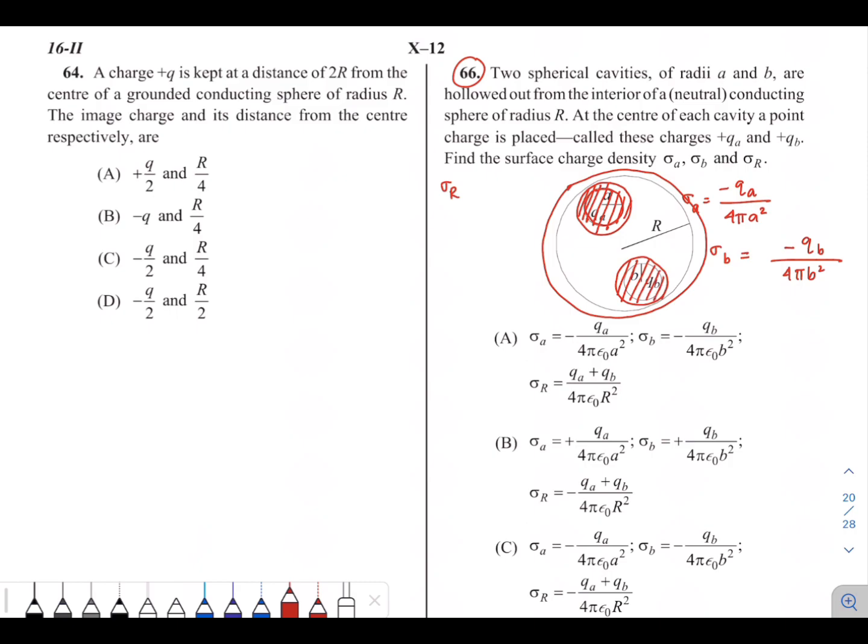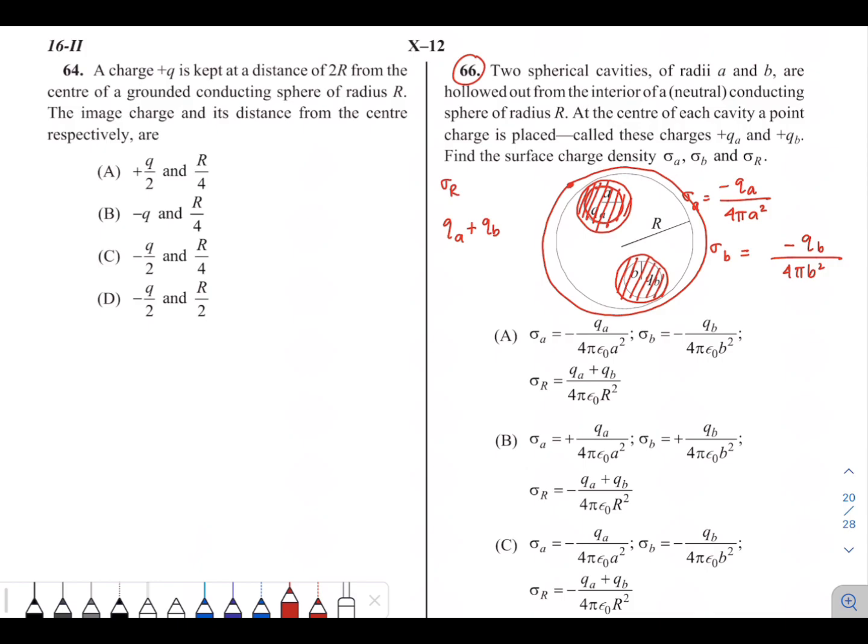But when you look at this, there is a total charge of plus QA plus QB, and that charge must be on the surface of this conductor. So sigma r is equal to QA plus QB divided by 4 pi r squared. So option A is the correct answer.